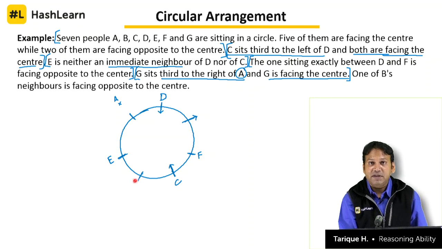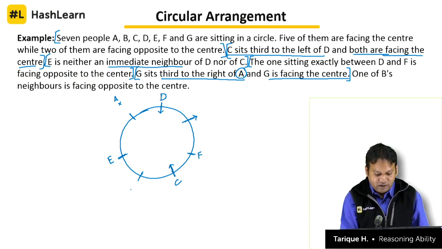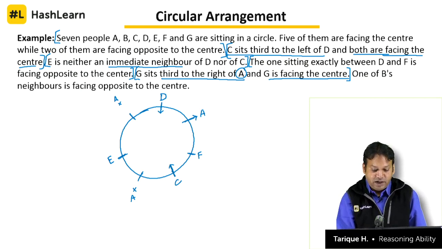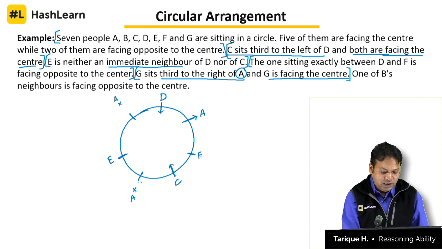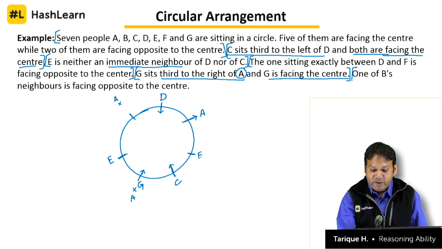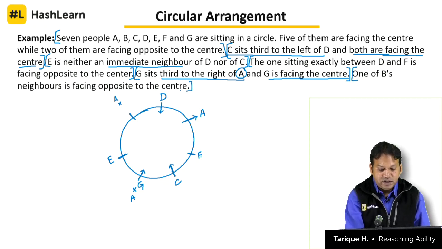If A is facing away from the center at this position, then third right, 1, 2, 3, this is already occupied. There is one person here, D, which means that A cannot come in this position also. That leaves us with only one option for A, and that is this option. And now we know that A is facing away from the center. So third right, 1, 2, 3, G will definitely be here, and we know that G is facing towards the center. Now the last clue of the question says one of B's neighbors is facing opposite to the center.